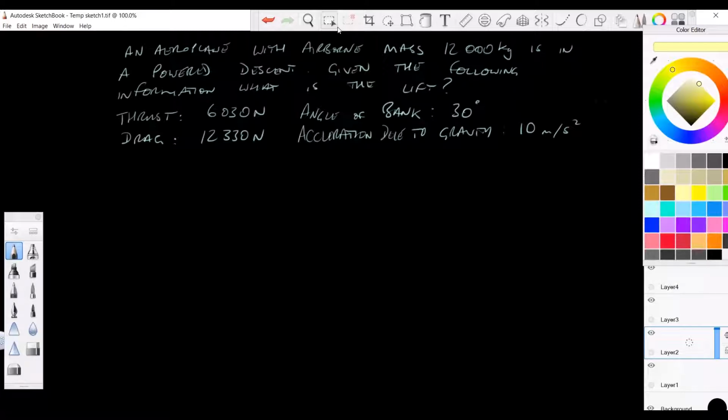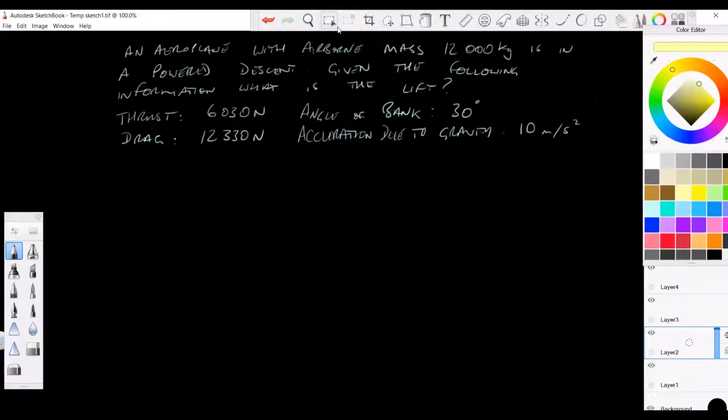The point is that the descent itself doesn't have much influence on the lift, but the angle of bank has much more influence. So I'll go through the accurate version of this question, and then we'll compare it to an approximation, just ignoring the effect of the descent on the lift, which is something we often do. We often make the approximation that the lift equals weight in the descent.